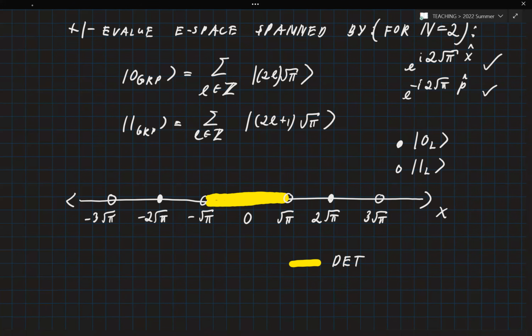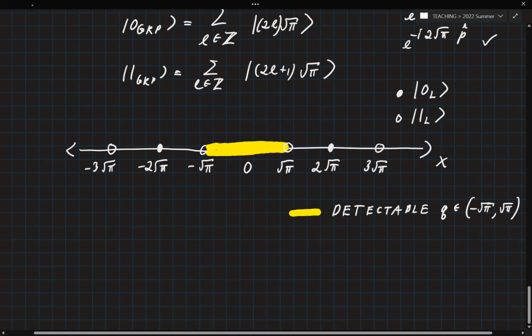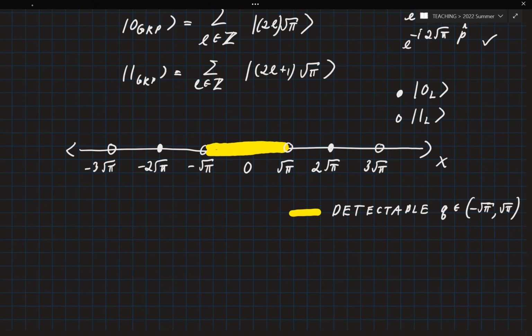So here I've highlighted the values of Q, the position shifts that are detectable. And if I highlight them all on this number line, I get a unit cell between square root of pi and pi, representing all the different values of position shifts on the single mode that are detectable. And this is just because the spacing between the two code words is 2 times square root of pi.